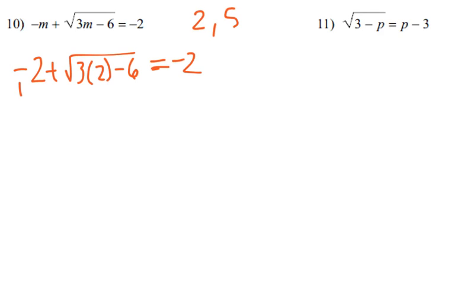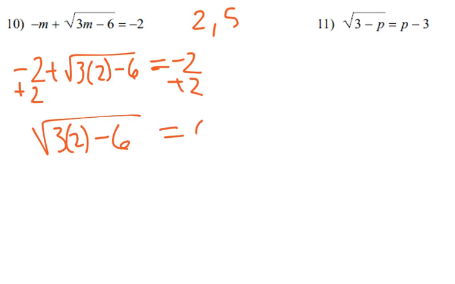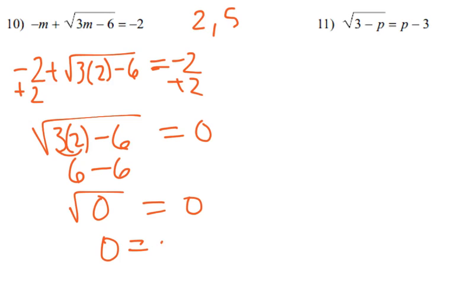So we could add 2 to both sides, right? We get the square root of 3 times 2 minus 6 equals 0. 3 times 2 is 6. 6 minus 6 is 0. Square root of 0 is still 0. So that one works out, right? So 2 is a possibility.